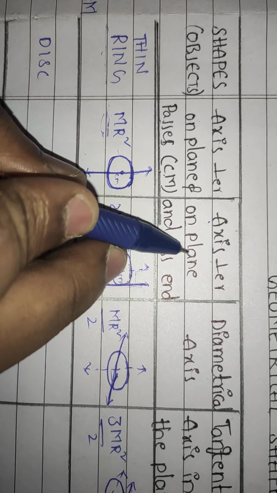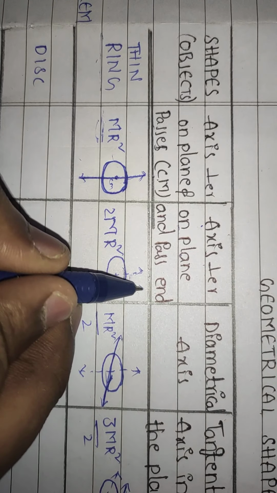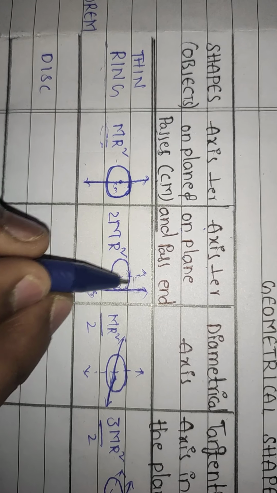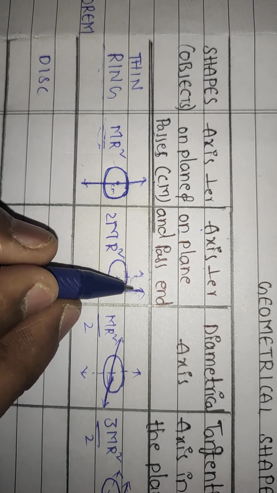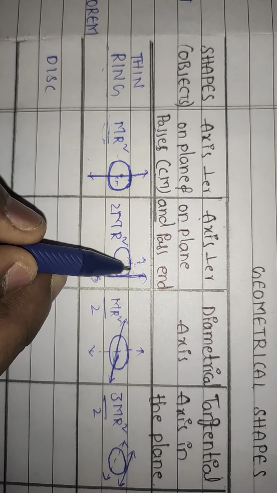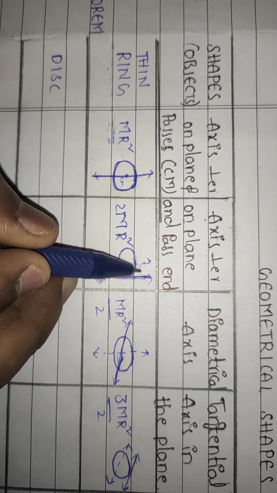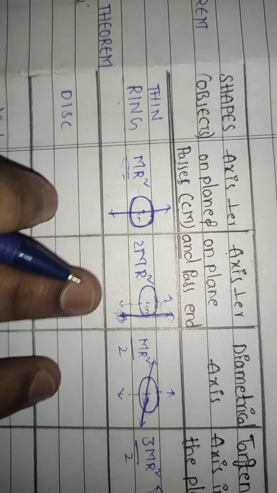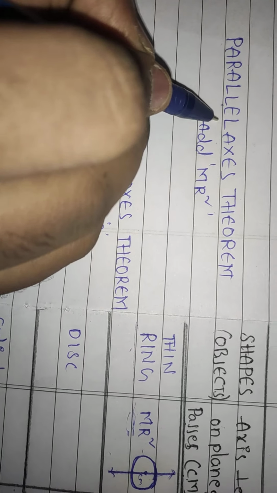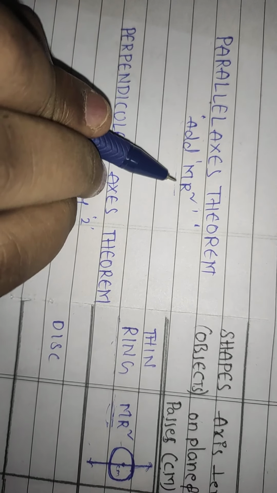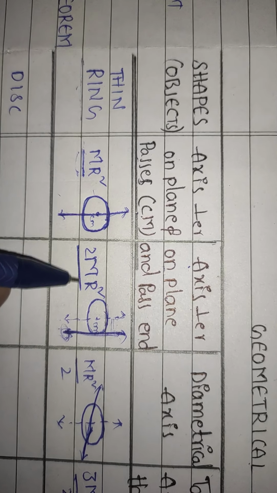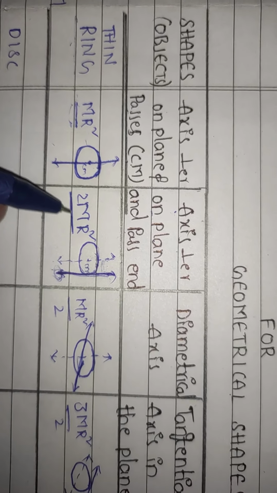Now axis perpendicular to the plane and passes through end. The diagram is like this. This is the ring, axis perpendicular to the plane and passes through one of the end. See, this is the first axis. Now the taken axis is parallel to it, so we have to apply parallel axis theorem, right? Parallel axis theorem is nothing but add mr square to the first one. The first one is mr square. Now add mr square. Now it will become 2mr square, right?